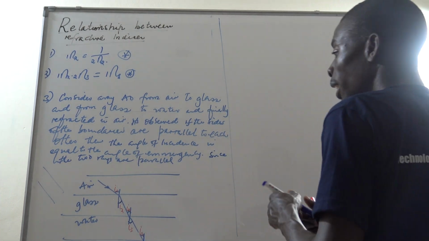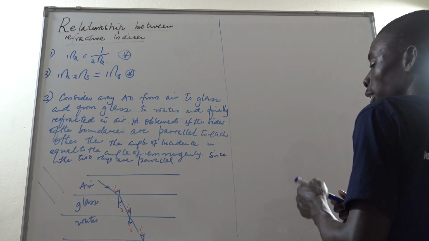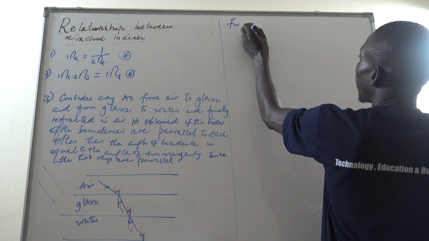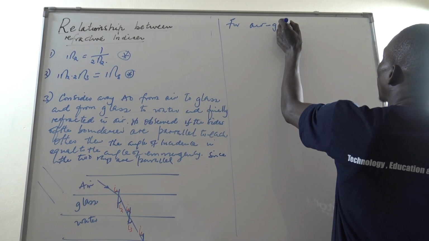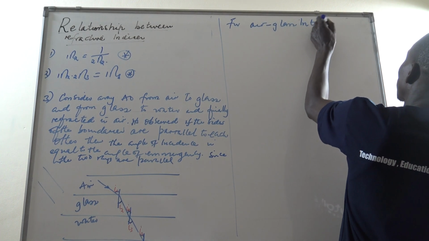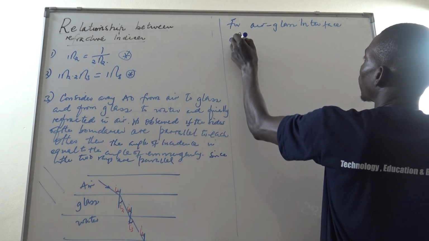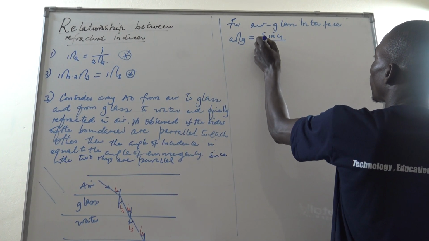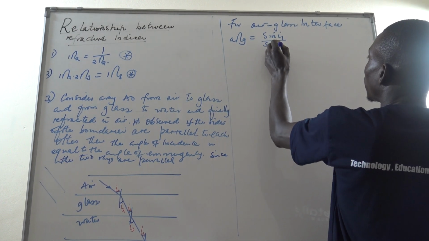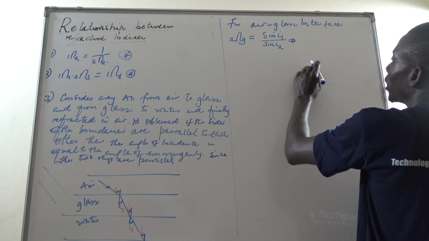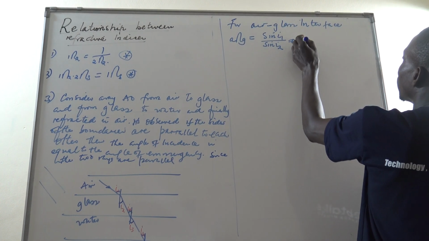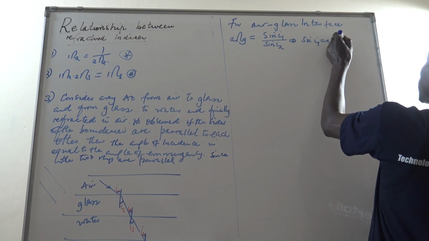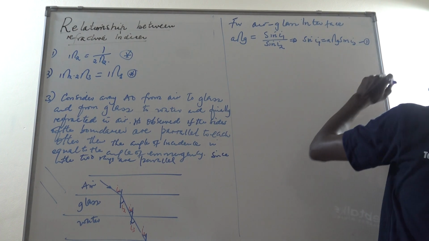So if I now look at the interface, for the air to glass interface, we shall say from air to glass is equal to sine I1 out of sine I2, implying that n of glass sine I2 equals sine I1, equation 1.